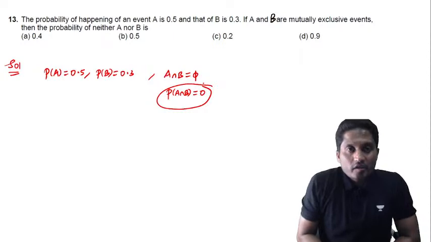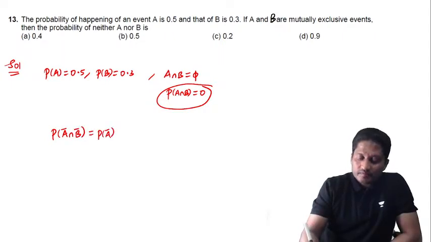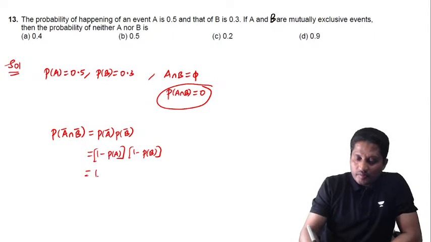Now then the probability of neither A nor B, that is P of A bar intersection B bar, same as P of A bar into P of B bar. P of A bar is 1 minus P of A, right? And P of B bar is 1 minus P of B, right? This is 1 minus 0.5 into 1 minus 0.3.